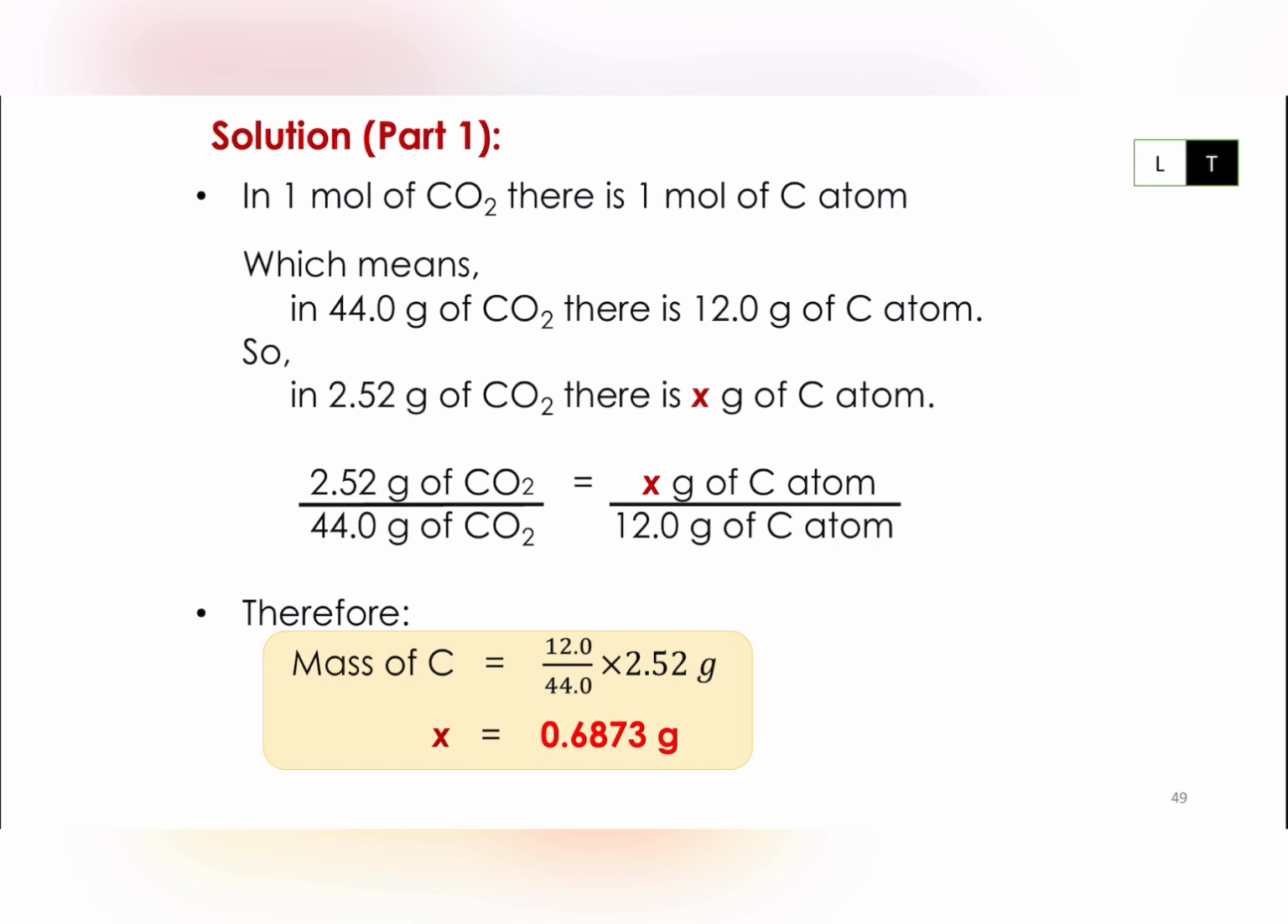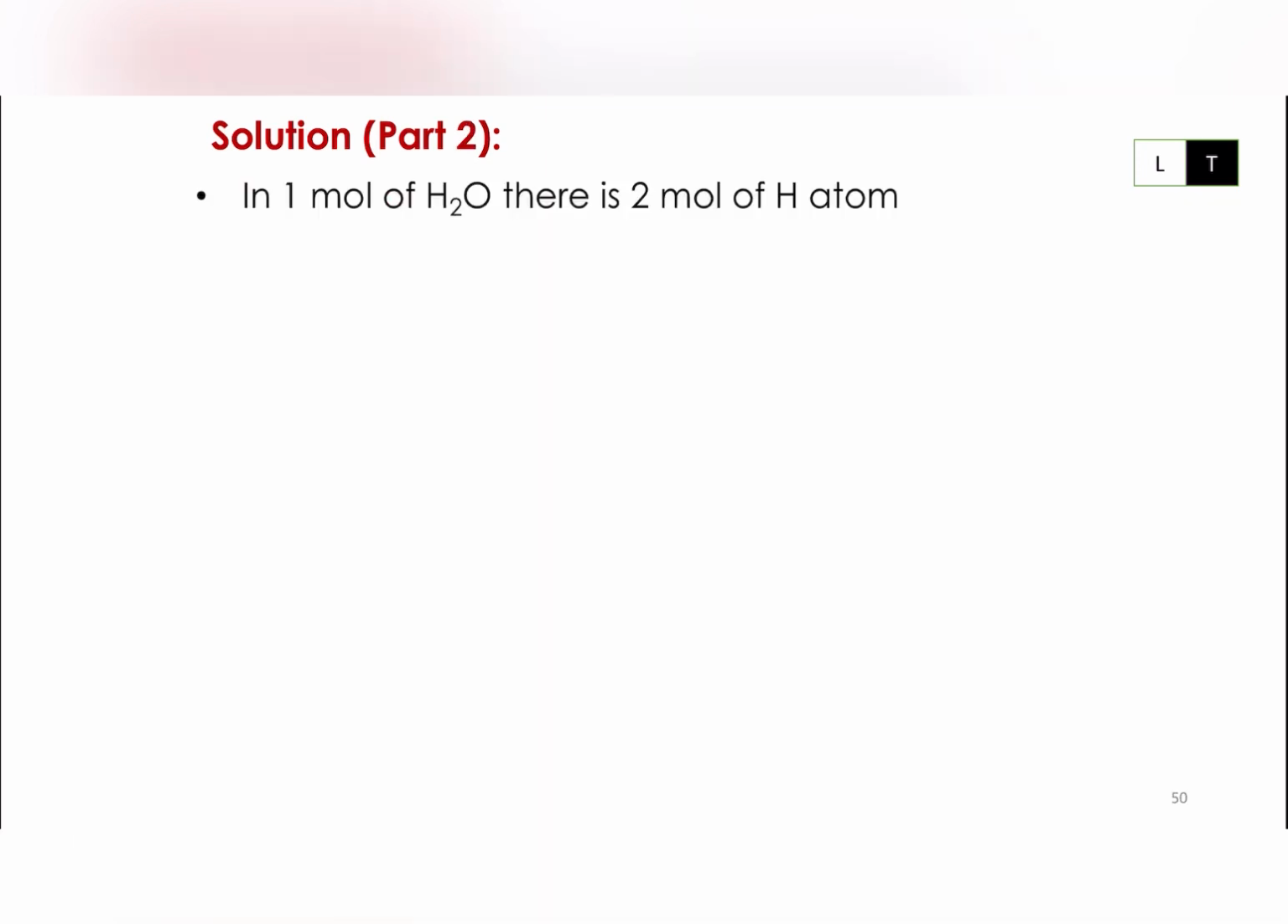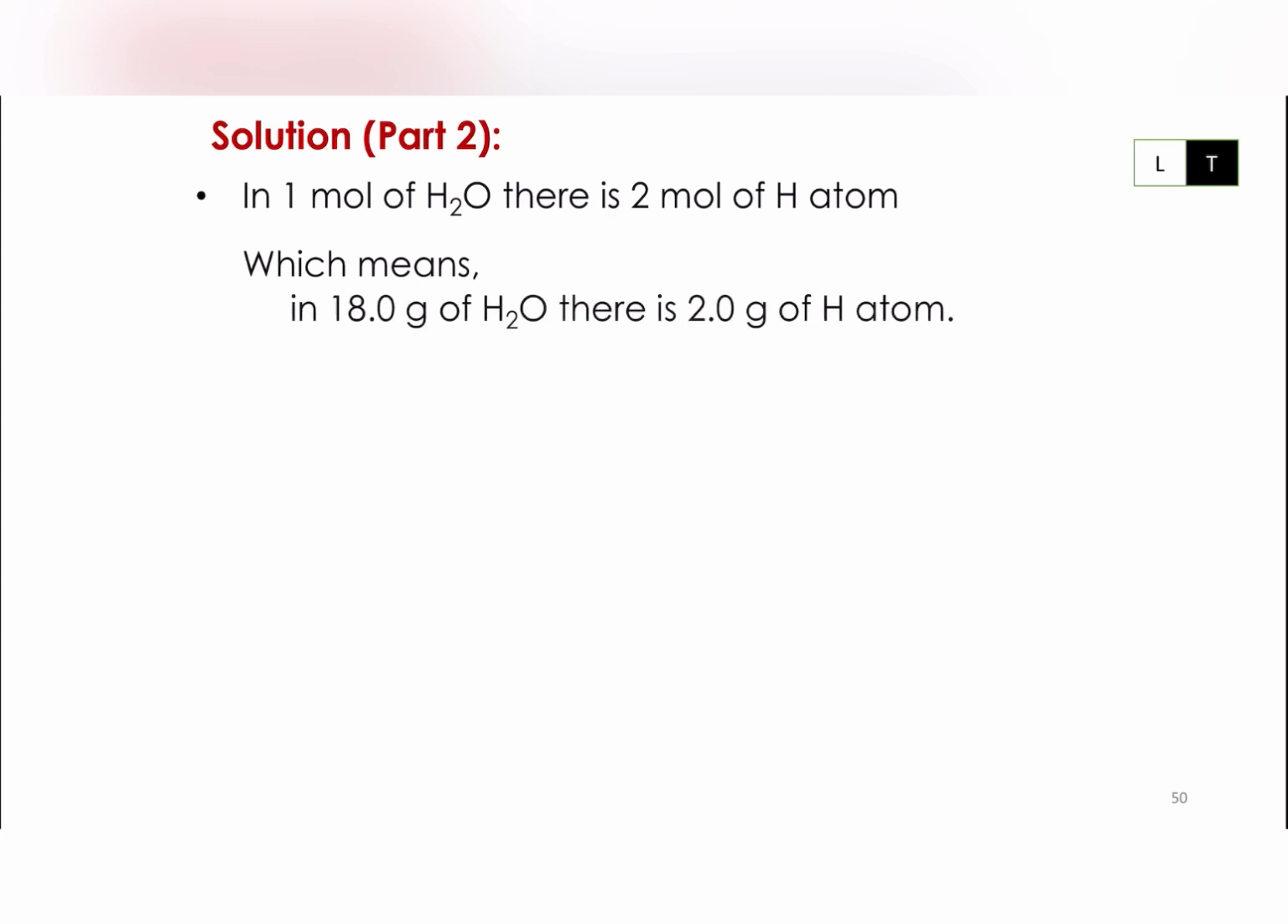Now we go to the second element, which will be our hydrogen. So this is the general. In 1 mole of H2O, there are 2 moles of H atom. So which means that in terms of mass, I have 18 gram of H2O, there will be 2.0 gram of H atom. Why 2 here? Because you got 2 moles. So please be careful here.